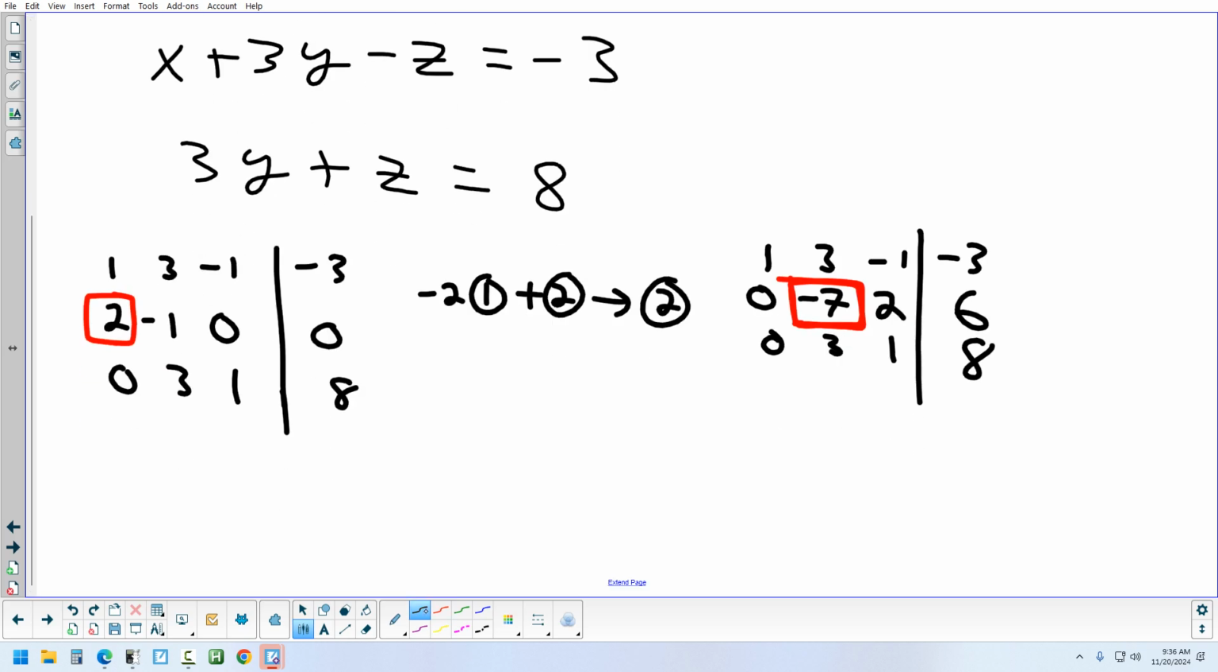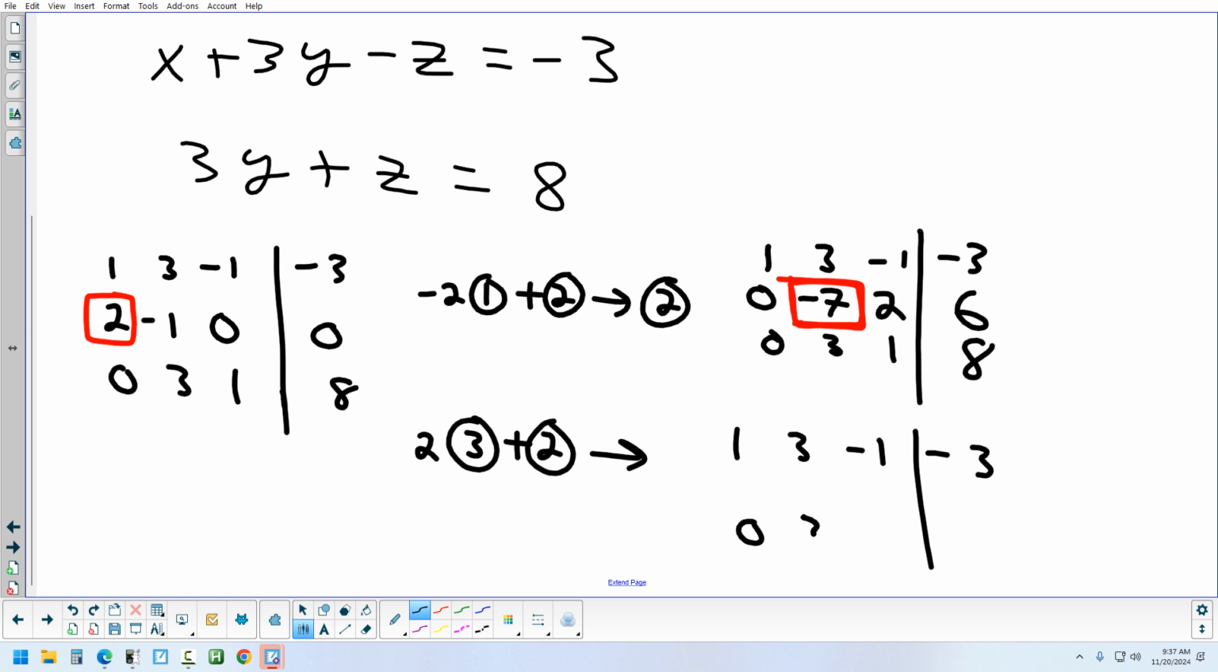All right, so let's take the third row. We're going to multiply it by 2, and we're going to add it to the second row. And that's going to replace what's currently where? In row 2. Yep. So rows 1 and 3 are not changing again. 1, 3, -1, -3. 0, 3, 1, 8. And now we're going to double everything in the bottom and add it to the middle.